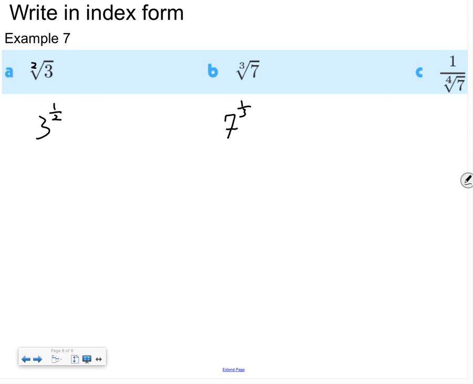Okay. In C, I'm going to break it down here. So first I want to write it so I'm not dealing with a fraction. So I'm going to do the 4th root of 7. But I know if I break it and bring it to the numerator, it's to the power of -1. And now I'm going to deal with my 4th root, and I'm going to get 7 to the -1/4 power.